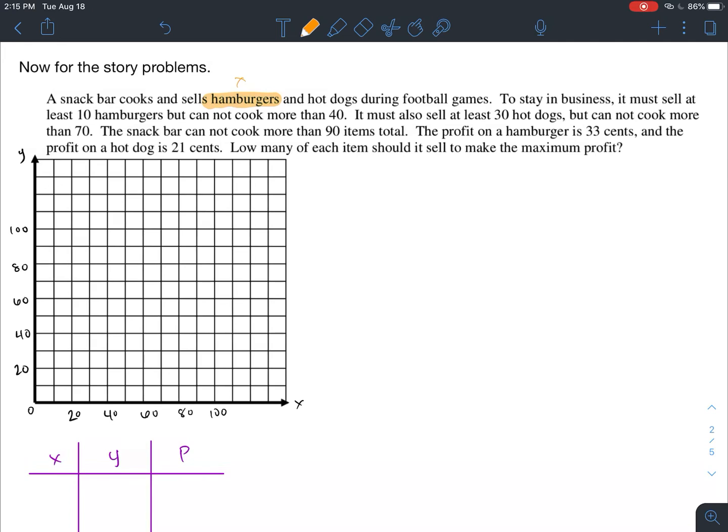And then hamburgers, they must sell at least 10 hamburgers, and no more than 40. Cannot cook any more than 40. So that's an equation right there if you think about it. So if we think about X being our hamburgers sold, they have to be between 10 and 40. So that's an inequality. So 10 is less than or equal to X. So this is saying X has to be greater than or equal to 10, and then less than or equal to 40, because it cannot sell more than 40.